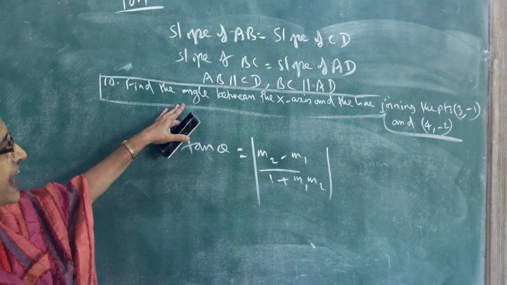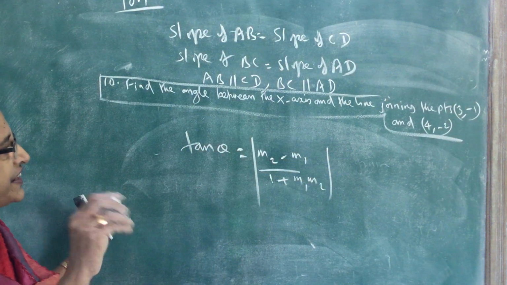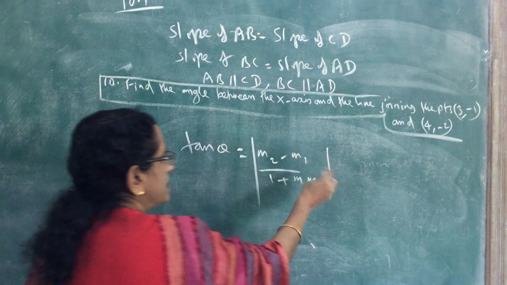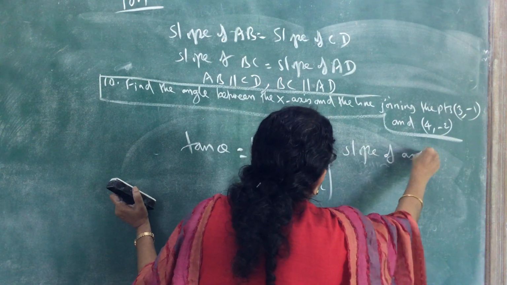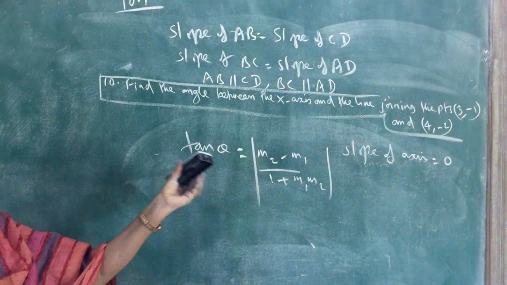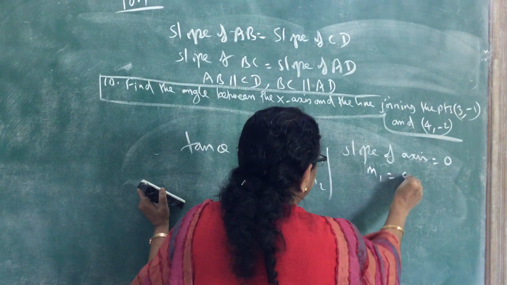So here we want to find the angle between the x-axis and the line joining those 2 points. So we can find m1 and m2. First, one line is the x-axis. We know the slope of the x-axis is 0. So we can take the slope of one line, that is m1, as 0.